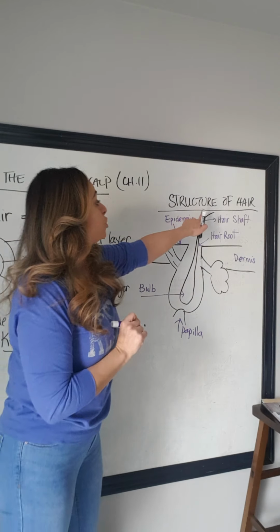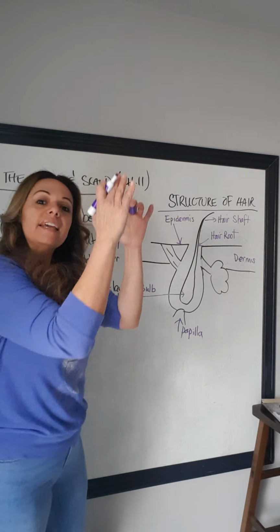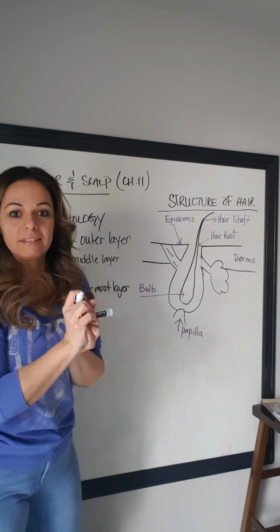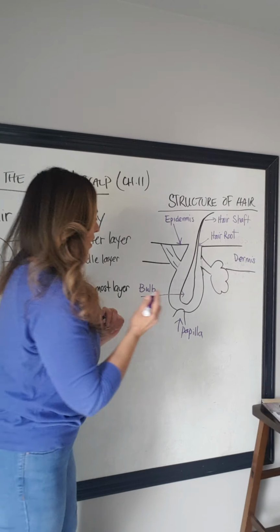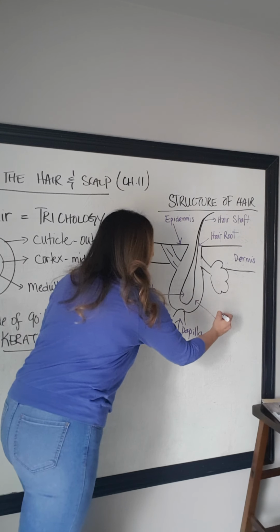Okay. Each strand of hair is encased in its own little vase. Okay, so that would be this little area here that protects each strand of hair, and that's called a follicle.